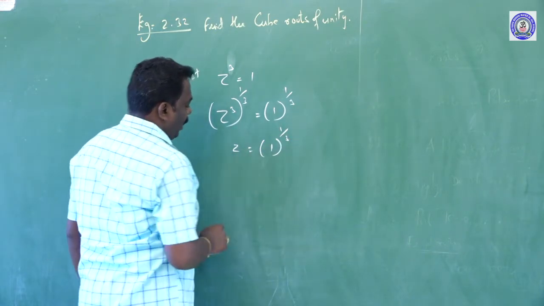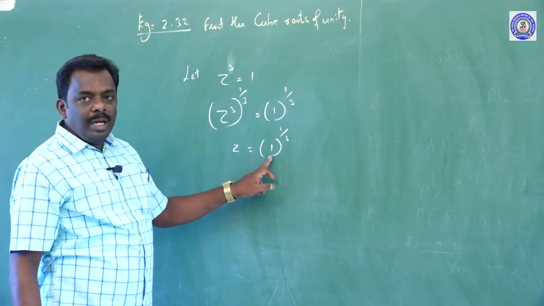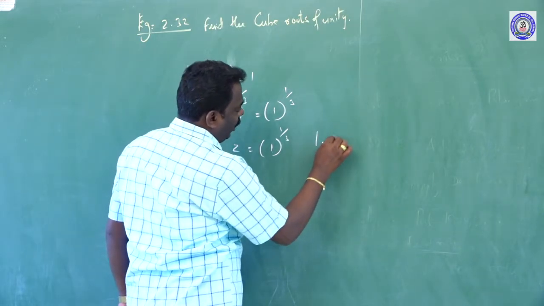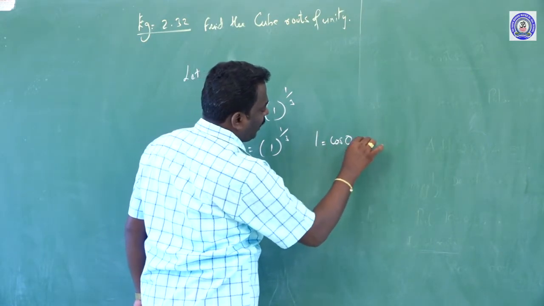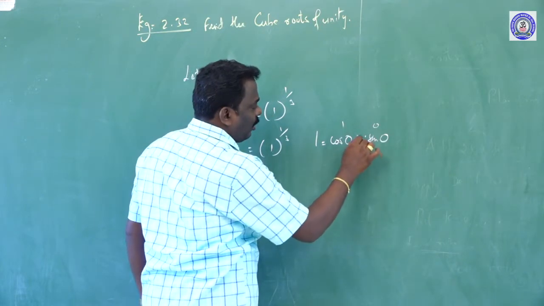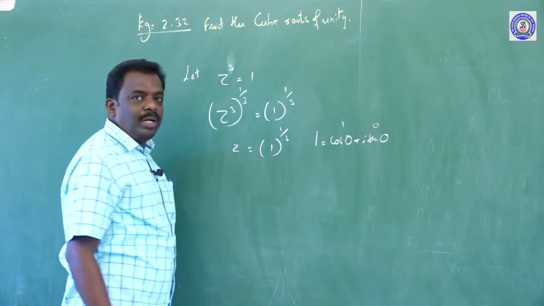So now, what is our first step? Convert the given complex number into the polar form. What is the polar form of 1? The polar form of 1 is equal to cos 0 plus i into sin 0. Cos 0 equals 1, sin 0 equals 0, therefore the second term is cancelled, and we get the complex form equal to 1.